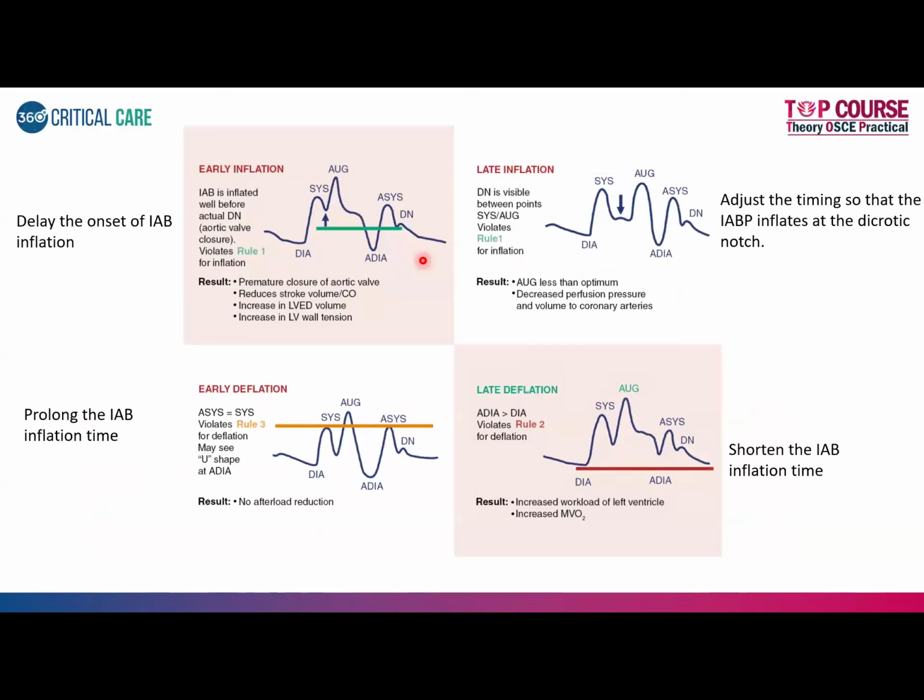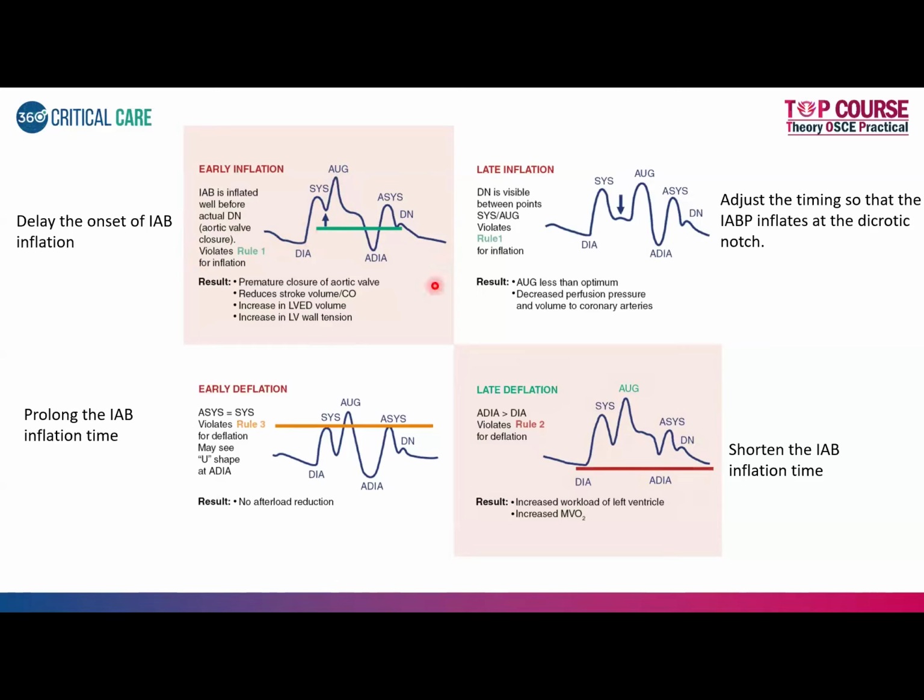Coming to the troubleshooting. So, what are the problems with the IABP waveforms? We can have an early inflation, where the IABP is inflated well before the actual dicrotic notch. So the inflation occurs early. What will happen? There is premature closure of the aortic valve, reduction in the stroke volume, increase in the left ventricular end diastolic volume, and increase in the left ventricular wall tension. So the treatment for this is to delay the onset of the IAB inflation.